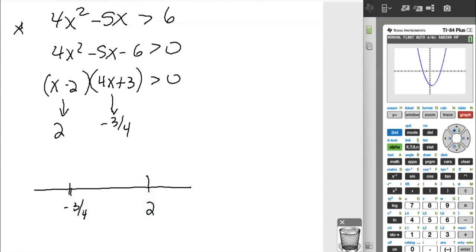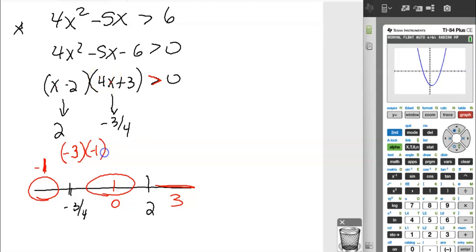So you can, again, do the number line. You're going to look at negative 3/4, and you're going to look at 2, and then just test some number over here like negative 1, test some number over here like 0, and then test some number over here like 3. And then see if it's greater than 0. Okay, that's what you want to do. Just test it. So if I put negative 1 in here, I'm going to get negative 1 minus 2 is negative 3. And put negative 1 right here, you're going to get negative 4 plus 3 is negative 1. And then multiply that, that's positive 3, and 3 is greater than 0. So this section right here does work.